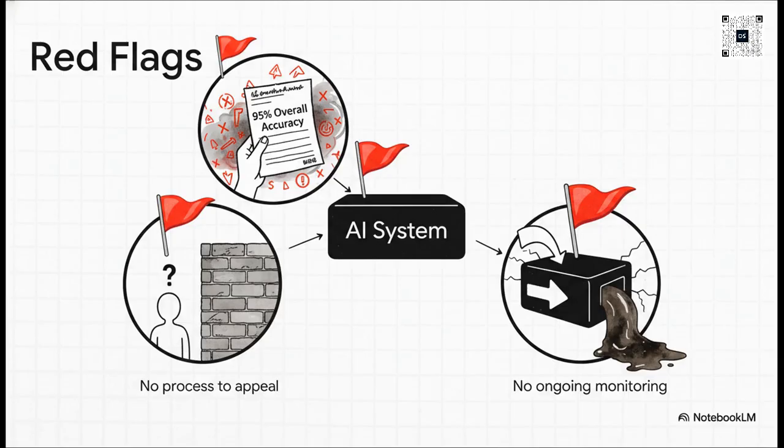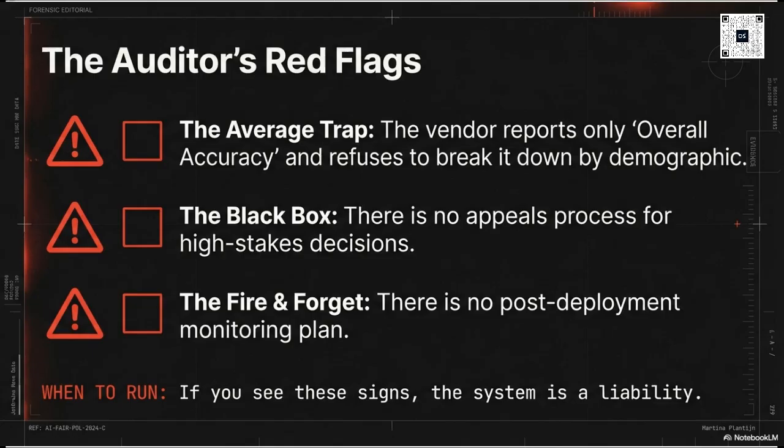So here's what you should be skeptical of. If a company only shows you that overall accuracy number, that's a red flag. If there's no way to get a human to review a decision made by an algorithm, huge red flag. And if nobody is checking for new biases after the system gets an update, yeah, that's another big reason to be concerned.